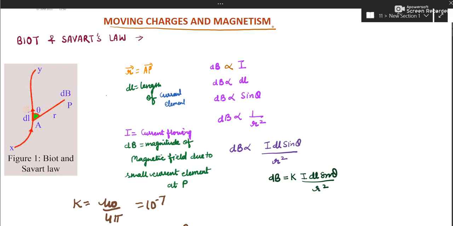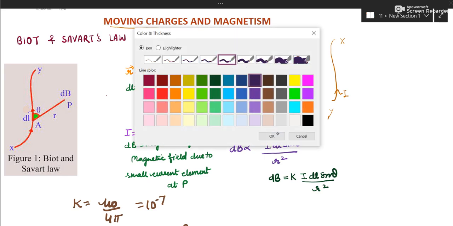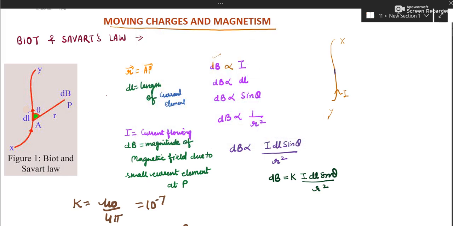According to this, the small amount of magnetic field, this dB, B is a symbol for magnetic field, the small amount of magnetic field which is produced by a small current carrying element. XY is a wire which is carrying current I. Now, you'll have to select a current element, which is a very fine piece of length, infinitesimally small. This is the fine piece of length dl, and it is carrying current I in a particular direction. The magnetic field due to this at point P, dB, is directly proportional to how much current it carries, directly proportional to the length of the current element, and directly proportional to sine of theta.